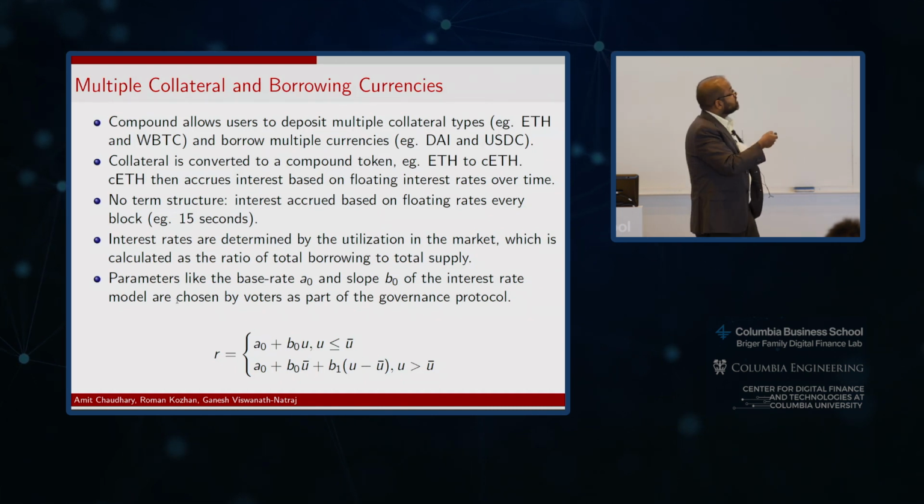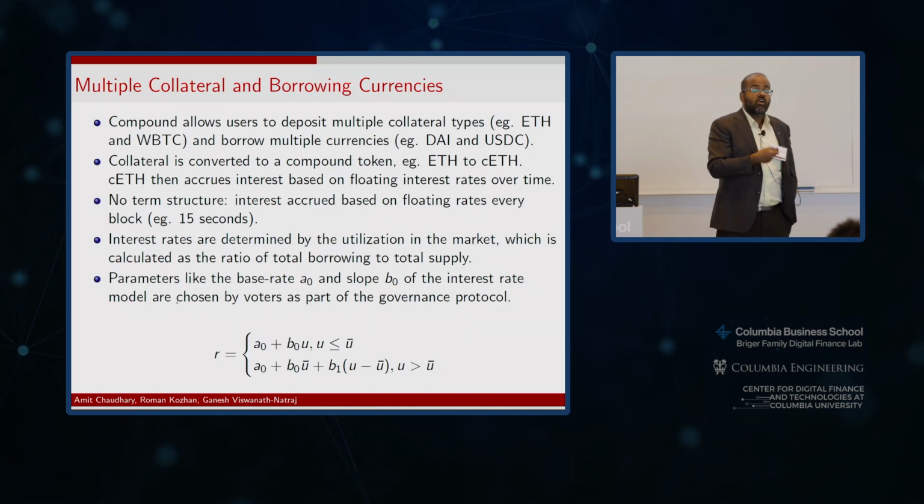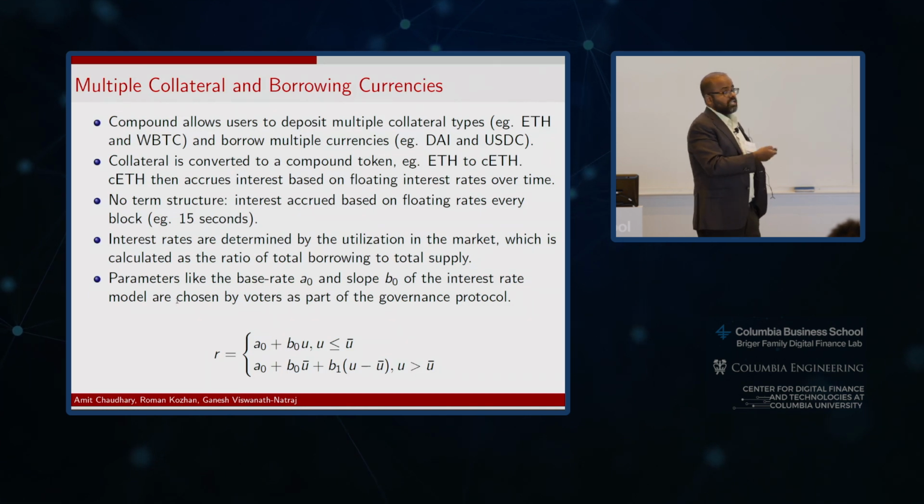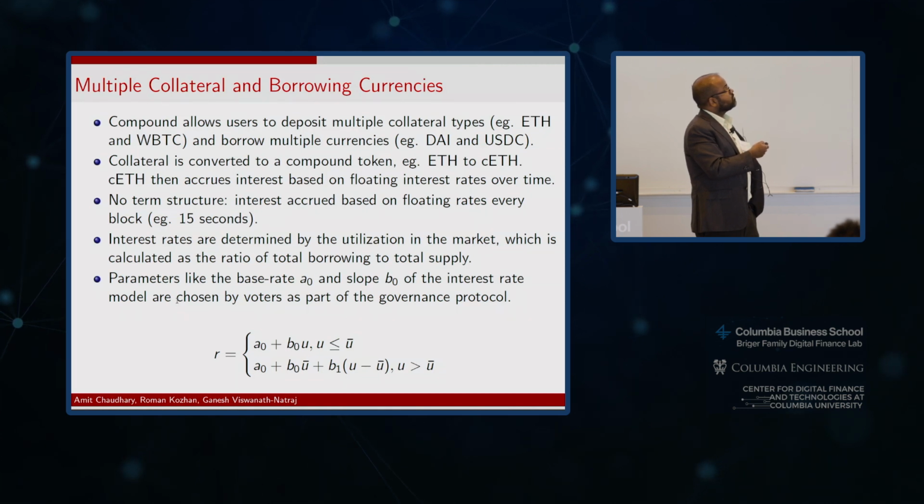So these interest rates are going to be a linear function of utilization on Compound, and these parameters are set by governance votes. And so there's going to be a link: the higher the fraction of the currency that's borrowed, the higher the interest rate.